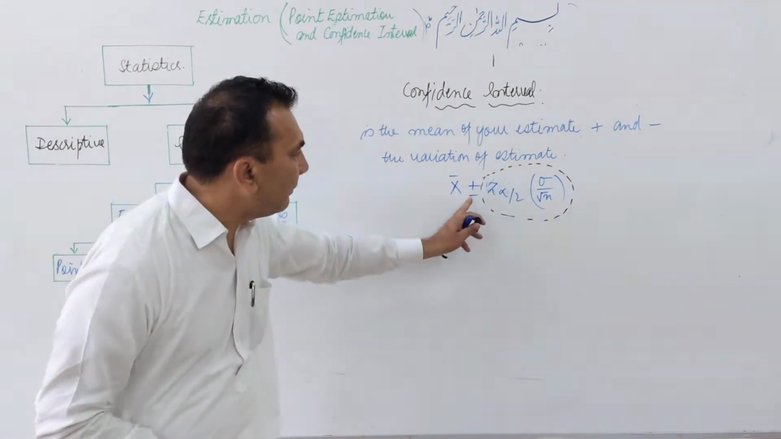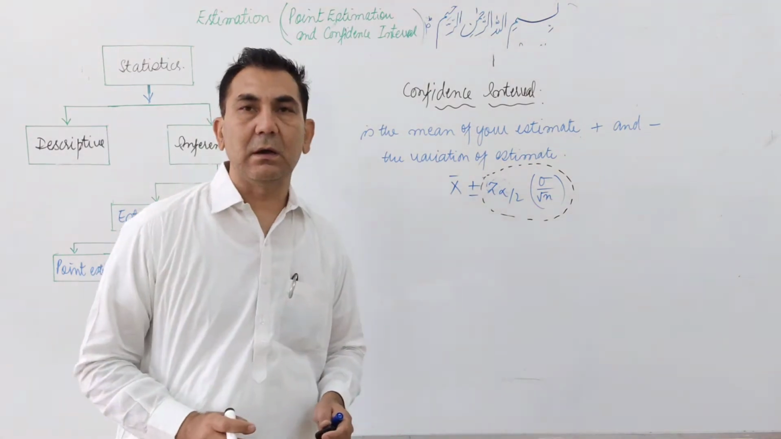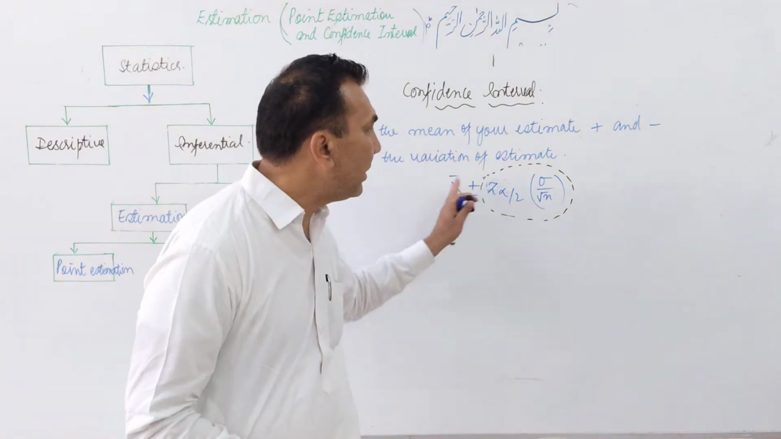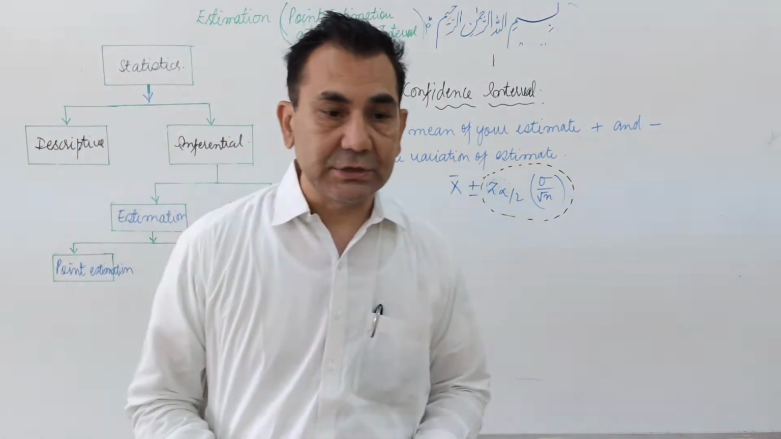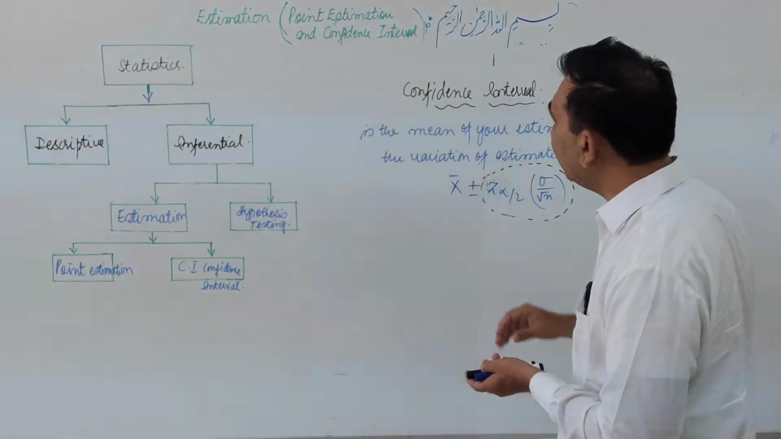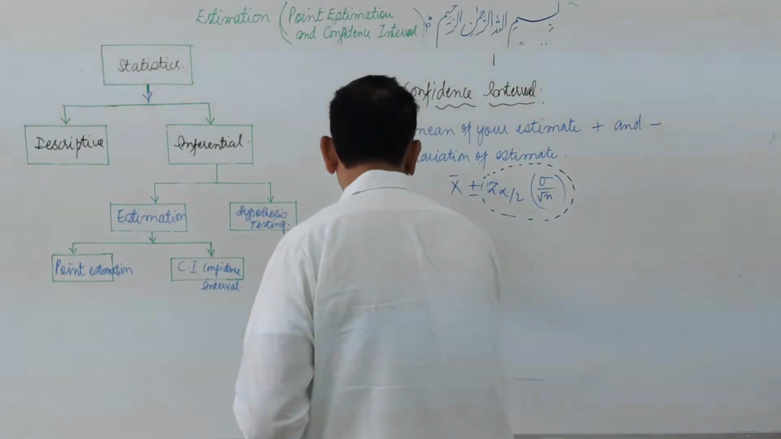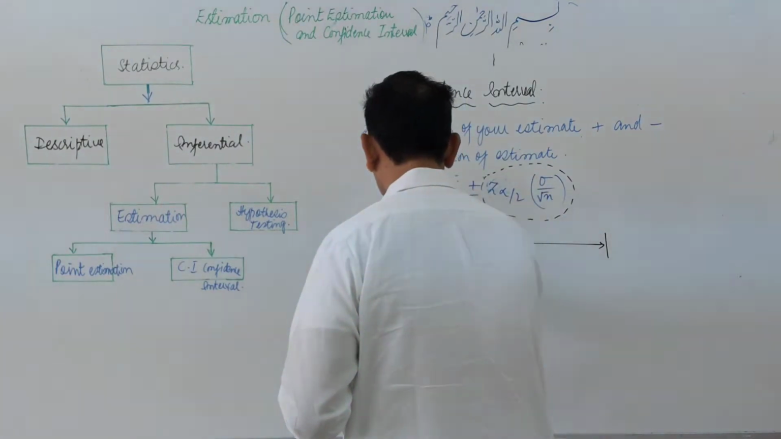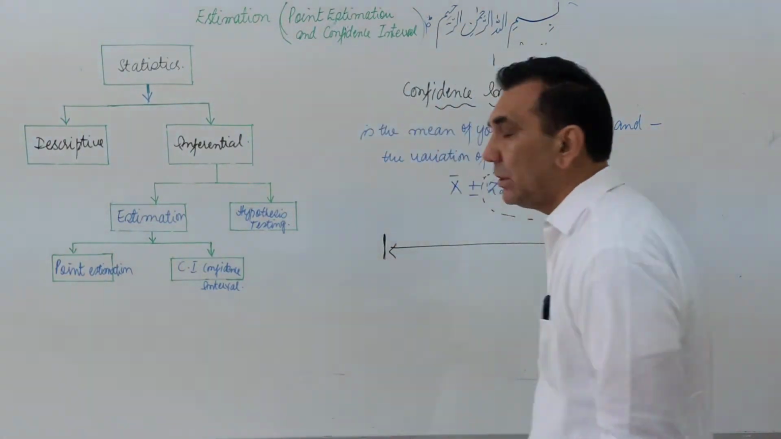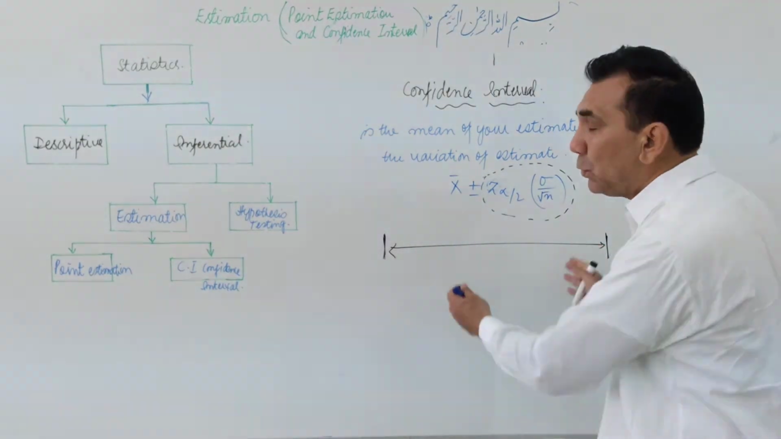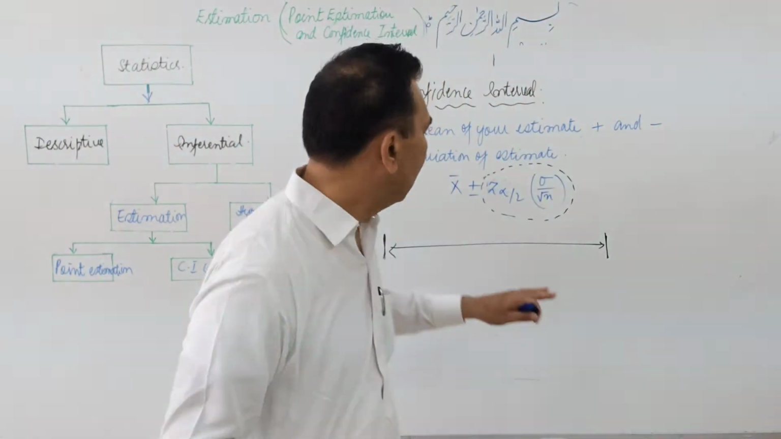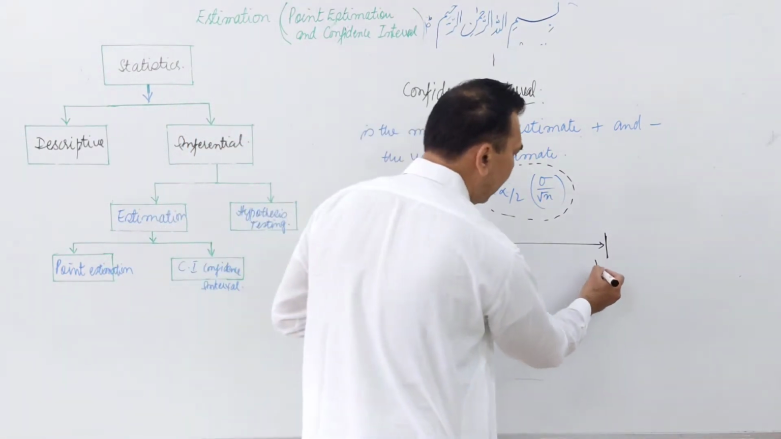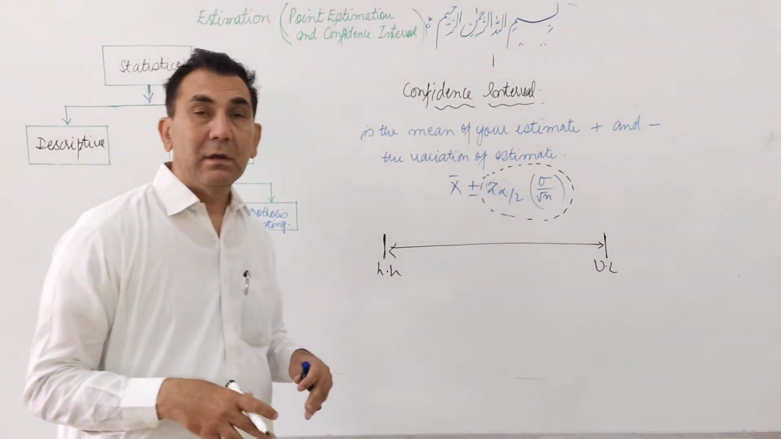In point estimation, if you add and subtract the variation of your estimate from your estimate, it will give the confidence interval. And this gives the range. The confidence interval gives the range within which your estimation will fall. And these are the lower limit and upper limit of your confidence interval.